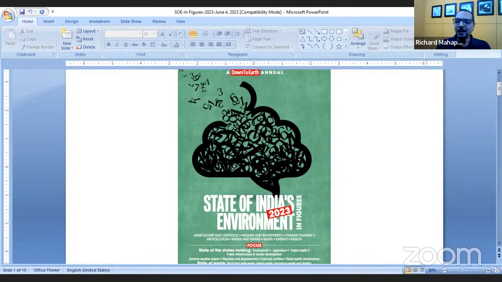And this is the 8th one that we have been doing, releasing a data-centric evaluation of various themes in environment and development. You can see all the last 7 covers of the reports.